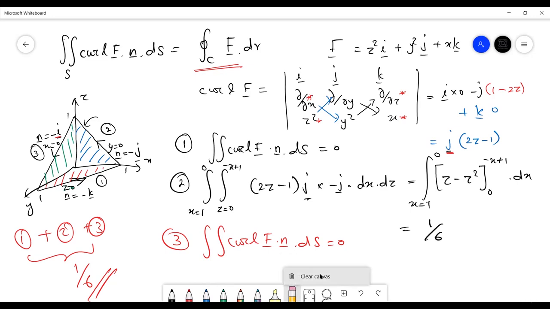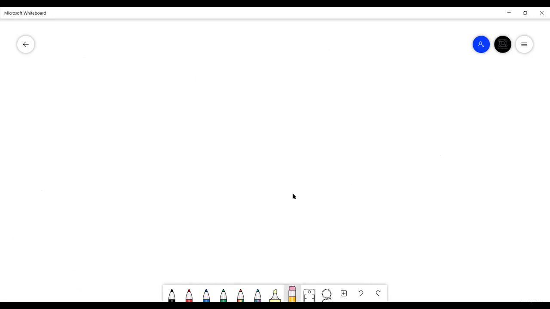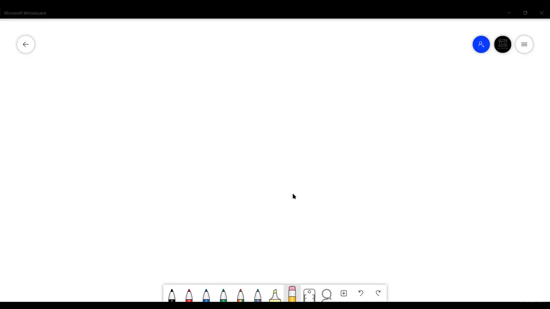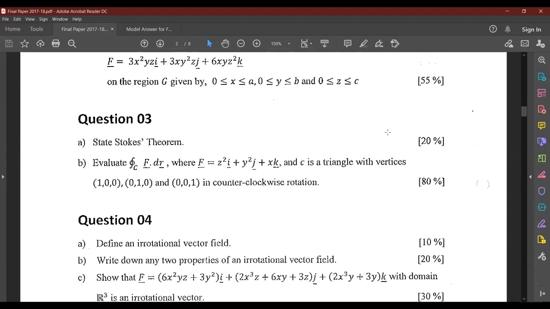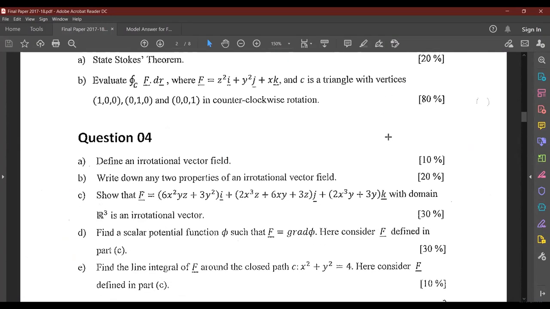So next question is from Vector, right? Question number 4. So here, define an irrotational vector field, right? So when curl F is 0, that is an irrotational vector field, right? So then they're asking us to write two properties, right? So in curl F, if curl F is 0, in the first part, we said that is irrotational field.